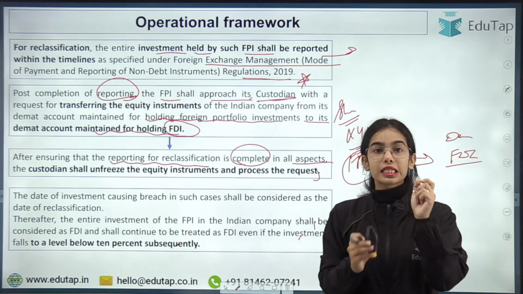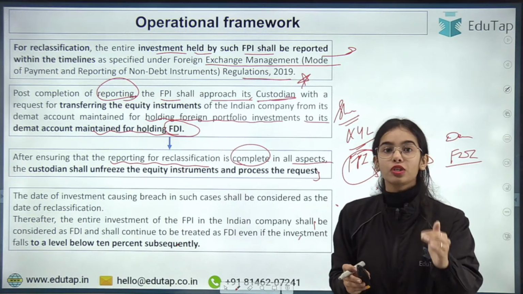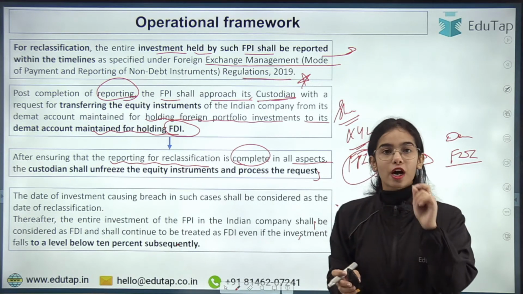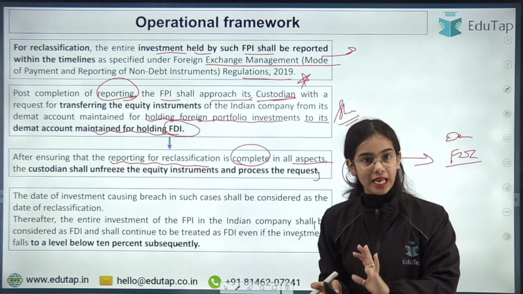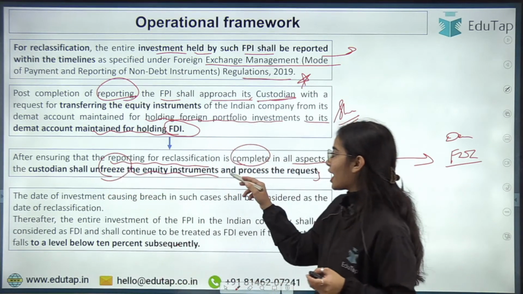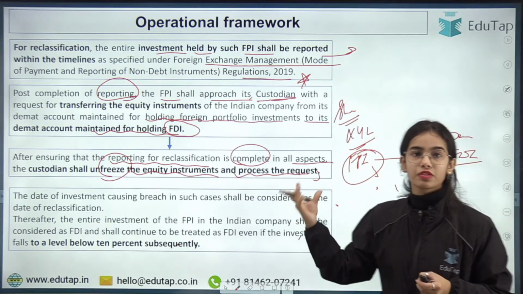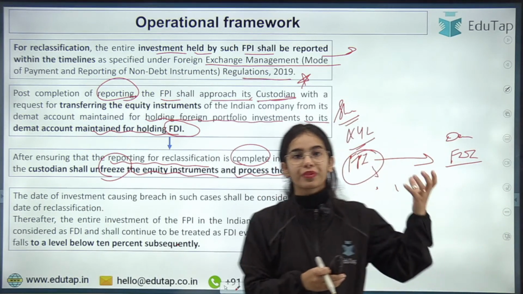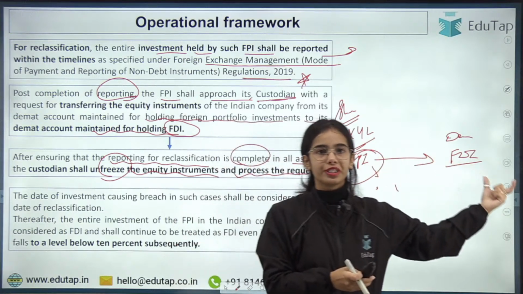So the custodian will see whether the reporting has happened or not. After seeing that the reporting has happened, the custodian will unfreeze the shares, process the request, and transfer the shares from the FPI account to the FDI demat account.